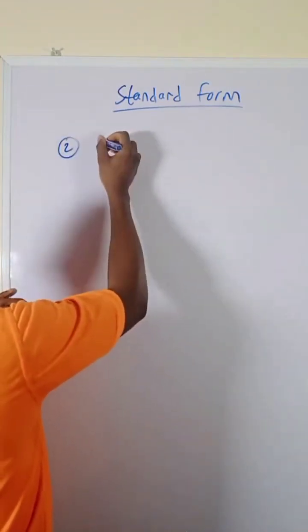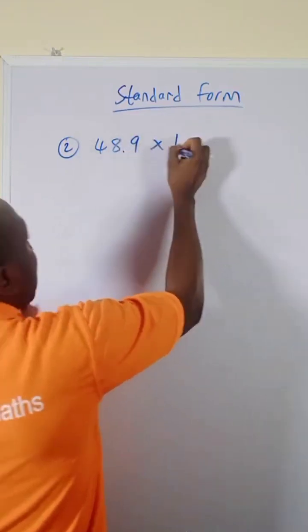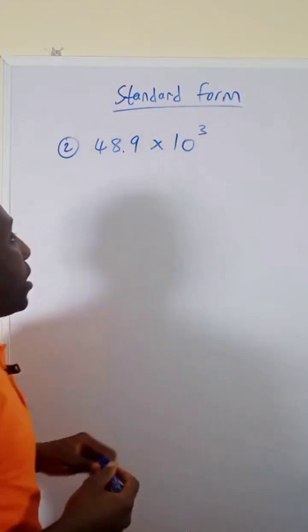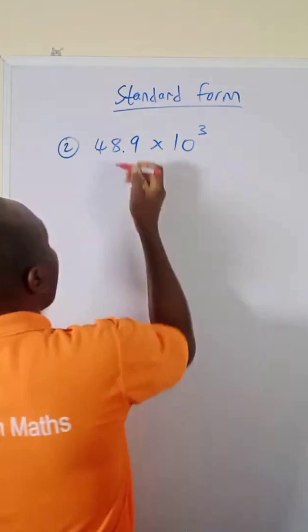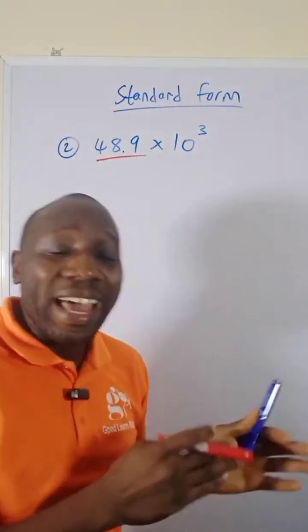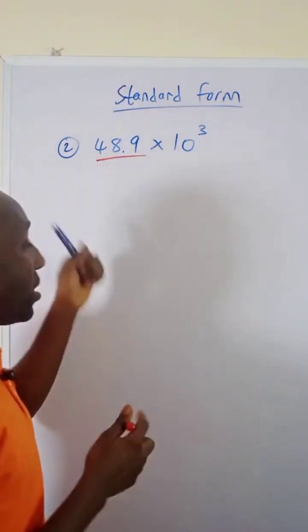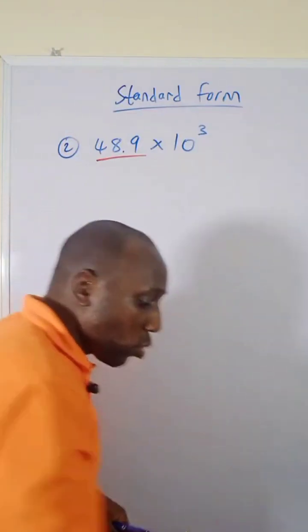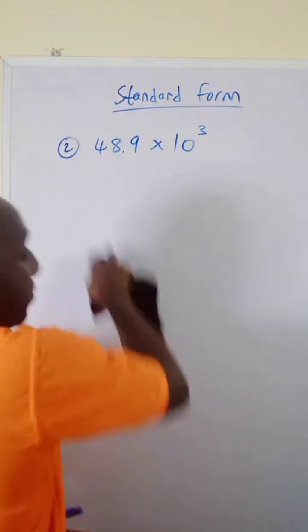This is number 2. 48.9 times 10 raised to the power of 3. The reason why this is not in standard form is because this number right here is more than 10, and I said it has to be between 1 and 10. This right here is 48. So it's not in standard form, but we want to write it as an ordinary number.